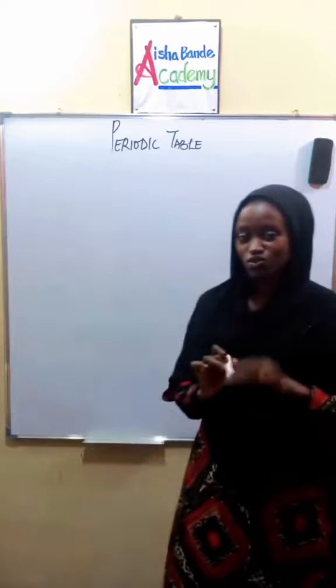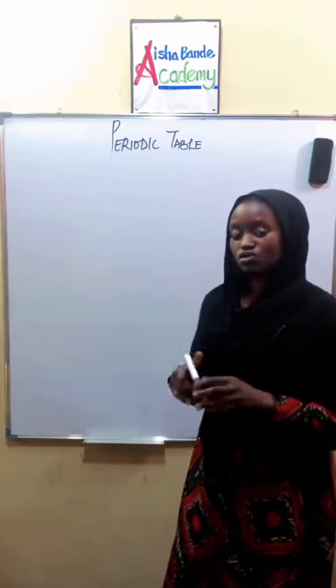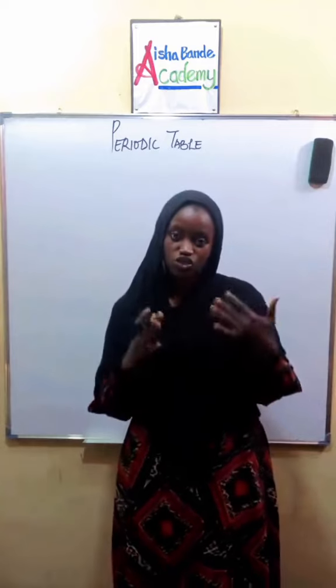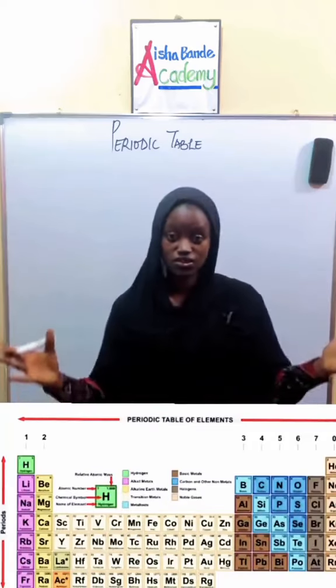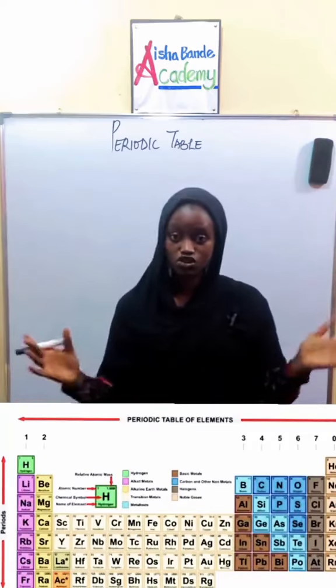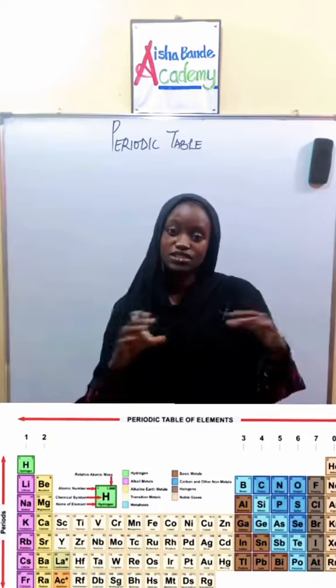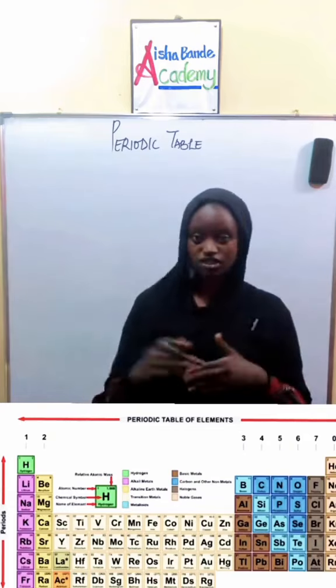So today we should look at the periodic table in chemistry. I'm going to explain all that we need to know about the periodic table. As we can see on the screen is a picture of a periodic table. The periodic table is simply a table in which elements have been arranged.